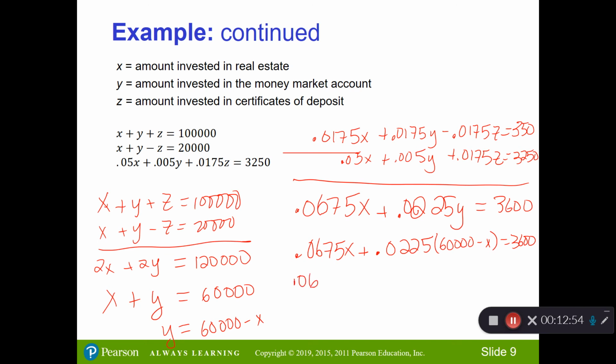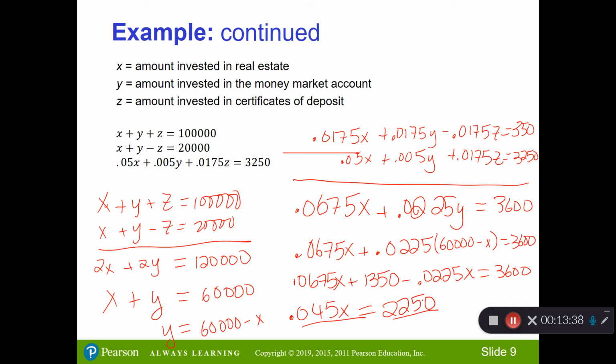So 0.0675x plus 0.0225 times 60,000 is 1,350 minus 0.0225x equals 3,600. All right, now I'm combining these like terms, so 0.0675 minus 0.0225 is 0.045x, and then I can subtract 1350 over to the other side, so 3,600 minus 1350 gives me 2250.